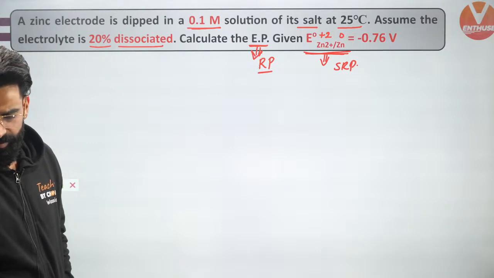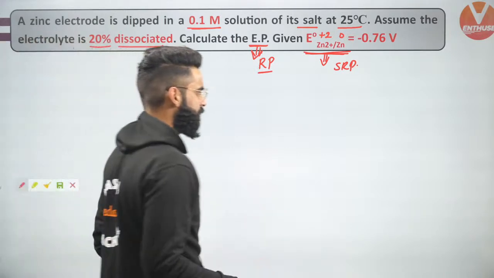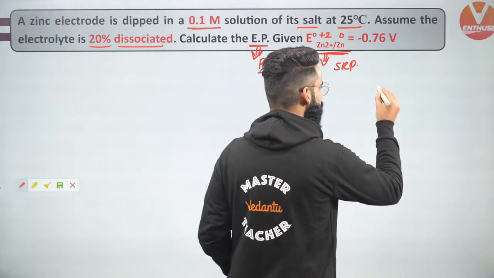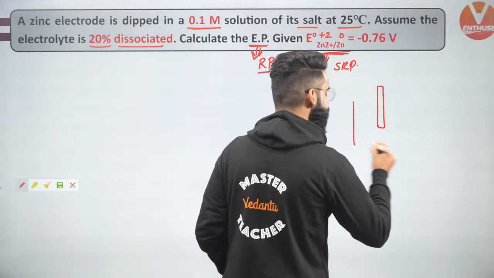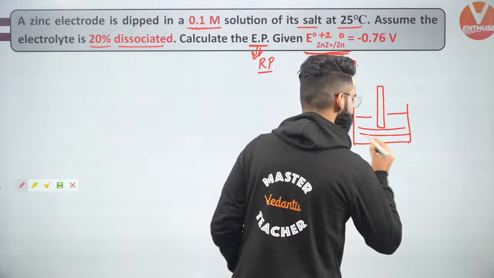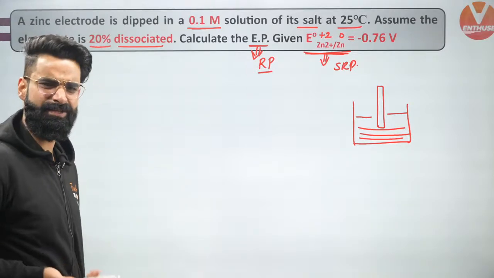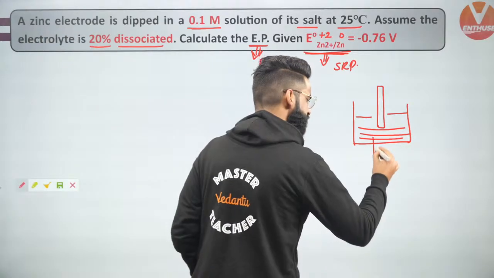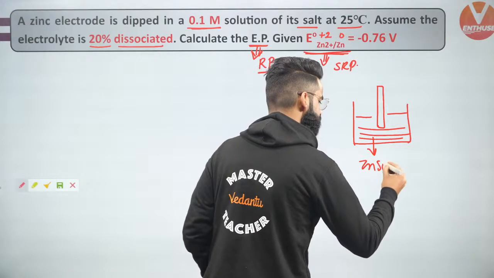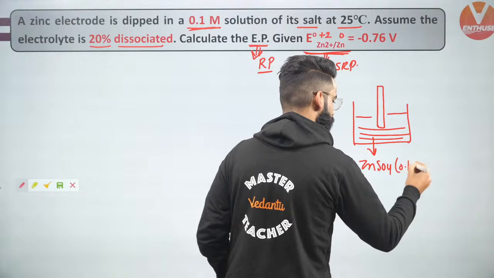Can we solve this one, guys? Absolutely. See what is given in the question. We have a zinc rod, and I'm going to dip this zinc rod into a solution which contains the salt of zinc. For example, I've used the solution as ZnSO4, whose concentration is given to us as 0.1 molar.